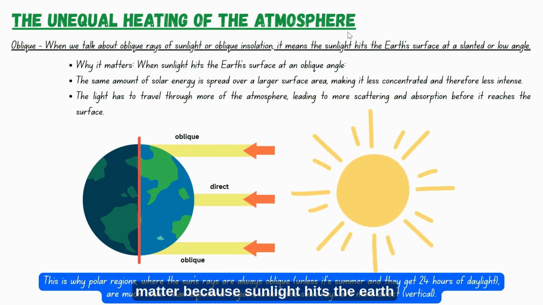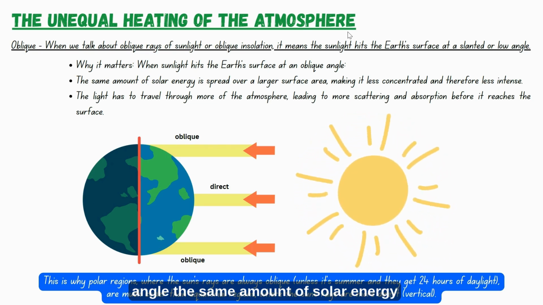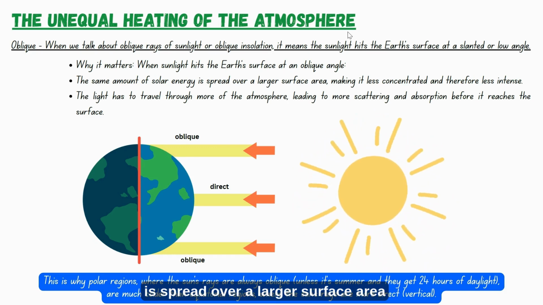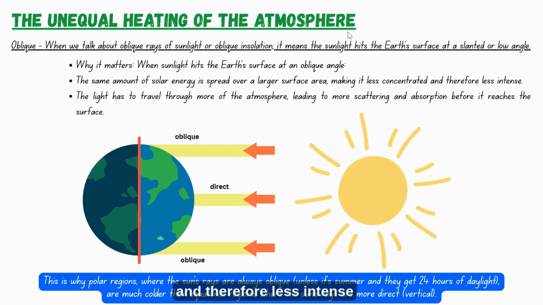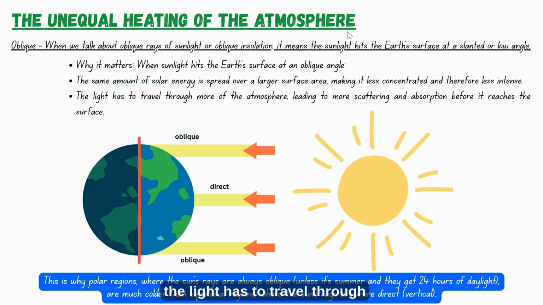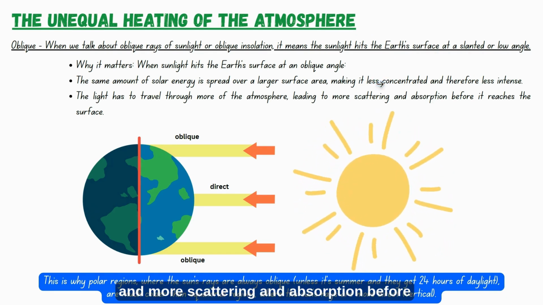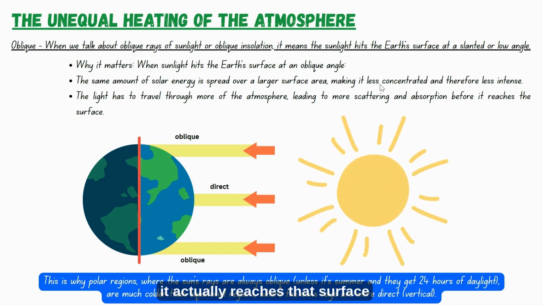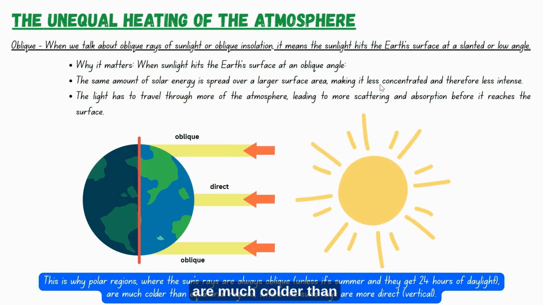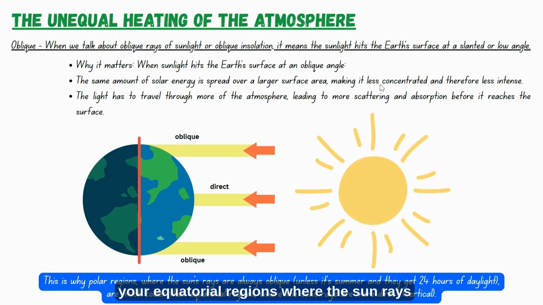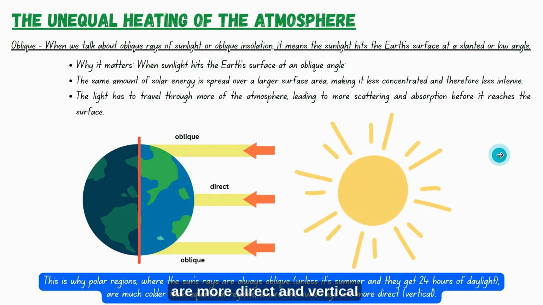So why does this matter? When sunlight hits the Earth's surface at an oblique angle, the same amount of solar energy is spread over a larger surface area, making it less concentrated and therefore less intense. The light has to travel through more of the atmosphere, leading to more scattering and absorption before it actually reaches that surface. So that is why the polar regions, where the sun rays are always oblique, are much colder than your equatorial regions, where the sun rays are more direct and vertical.